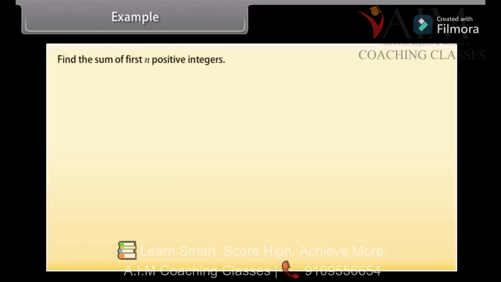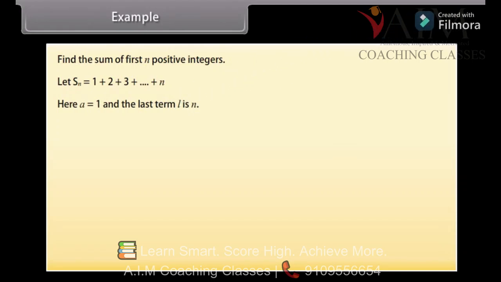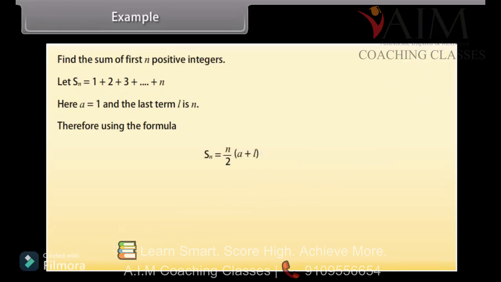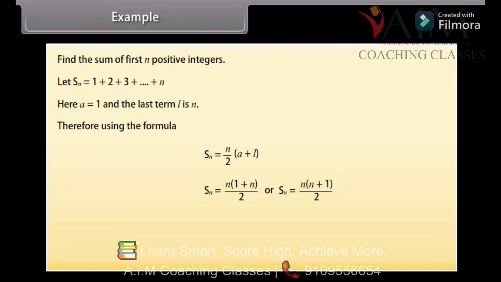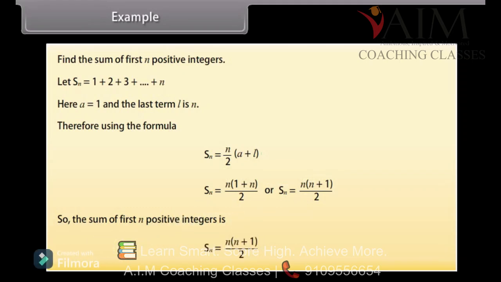Find the sum of the first n positive integers. Let Sn is equal to 1 plus 2 plus 3 plus so on plus n. We can see that here a is equal to 1 and the last term l is n. Therefore, using the formula Sn is equal to n upon 2 into (a plus l), we get Sn is equal to n into (1 plus n) whole upon 2, or Sn is equal to n into (n plus 1) whole upon 2. So, the sum of the first n positive integers is Sn is equal to n into (n plus 1) whole upon 2.